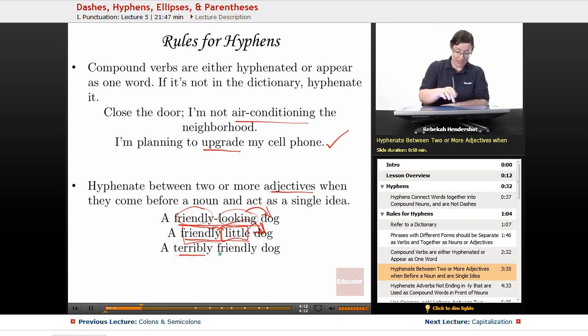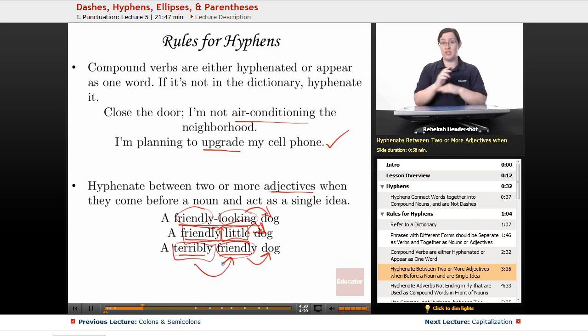A terribly friendly dog, on the other hand, well, friendly is an adjective describing dog, but terribly is an adverb modifying friendly, so you don't hyphenate that. But when you have two or more adjectives acting together, as in friendly-looking, which all forms one big idea, then you hyphenate it.